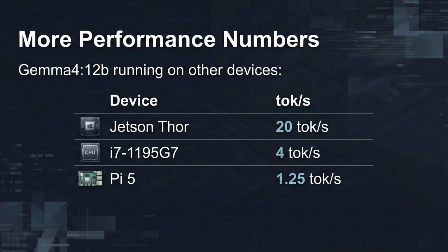Now, as I said, you can run it on other devices that don't have a GPU. So Jetson Thor, which of course does have the GPU built into it. I've got a review of the Jetson Thor here on this channel if you're not sure about the device. 20 tokens a second. An i7 mini PC, 4 tokens a second, just CPU. And then a Raspberry Pi 5, just CPU, 1.25 tokens a second.